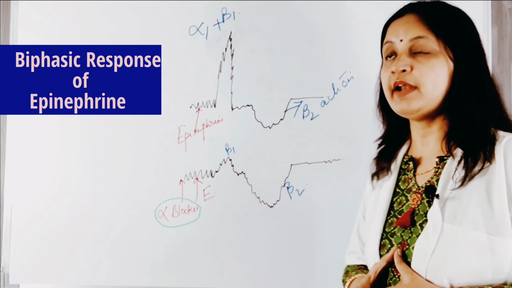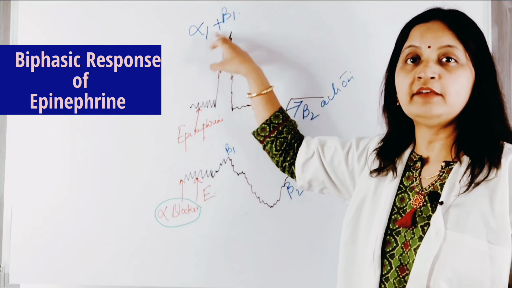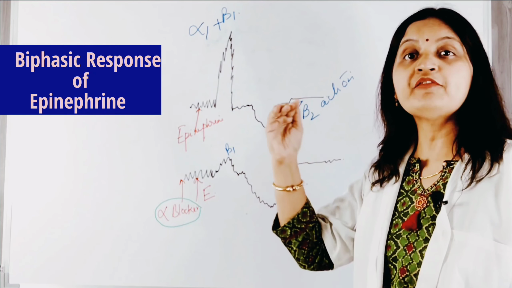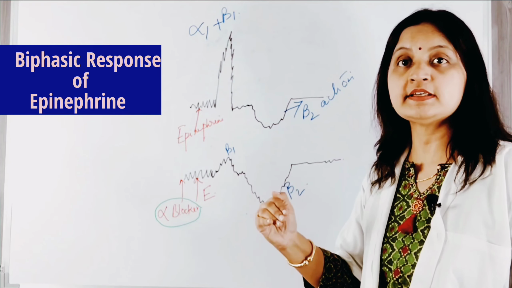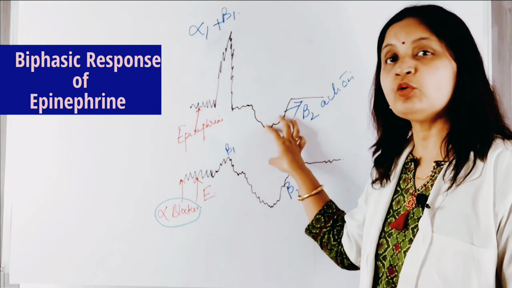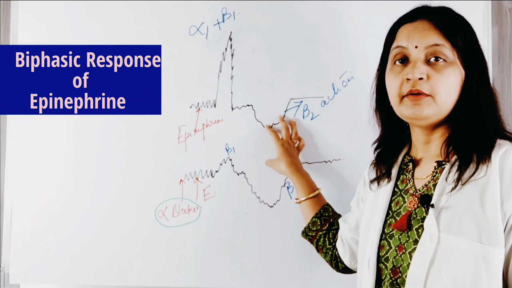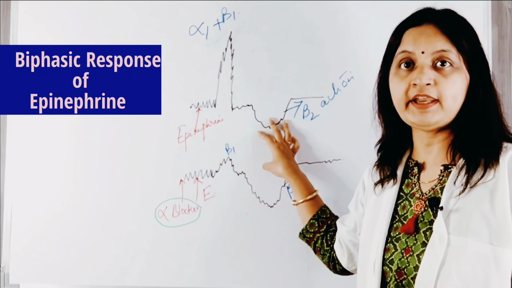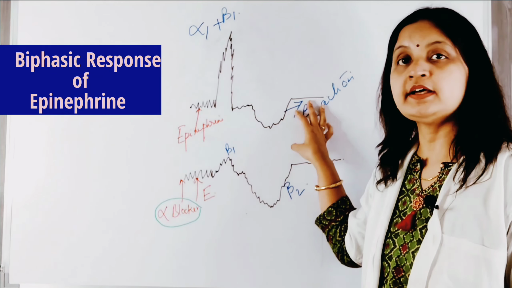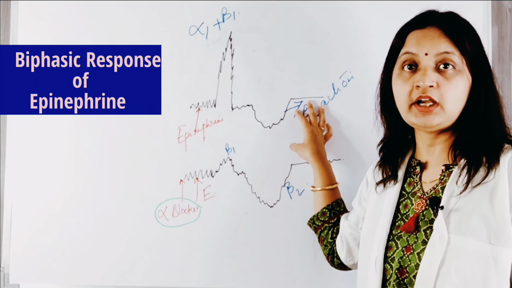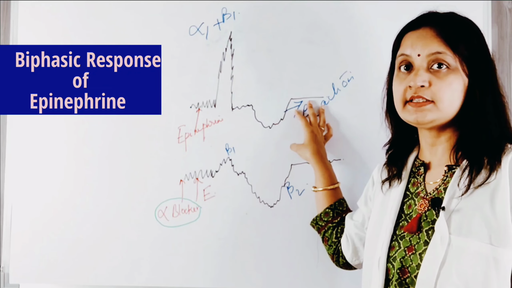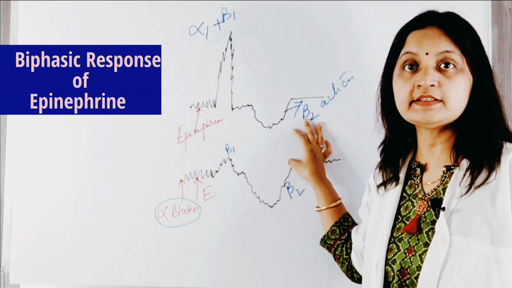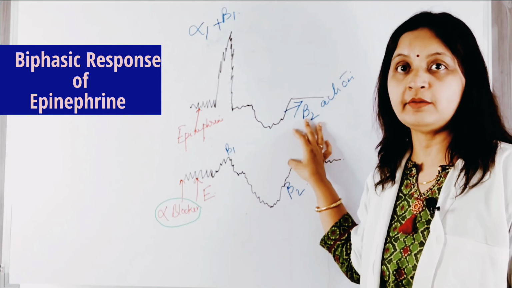So the initial rise in blood pressure is due to alpha 1 and beta 1 mediated action. As the epinephrine concentration in the plasma decreases, the effect of beta 2 receptors is unmasked, because beta 2 receptors are more sensitive to lower doses of epinephrine. So beta 2 receptors cause vasodilatation and a fall in blood pressure is seen. As the plasma concentration of epinephrine decreases, the beta 2 effect is observed.